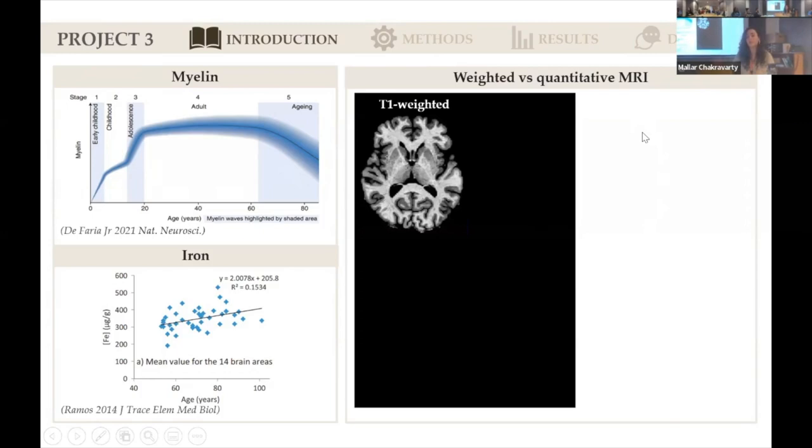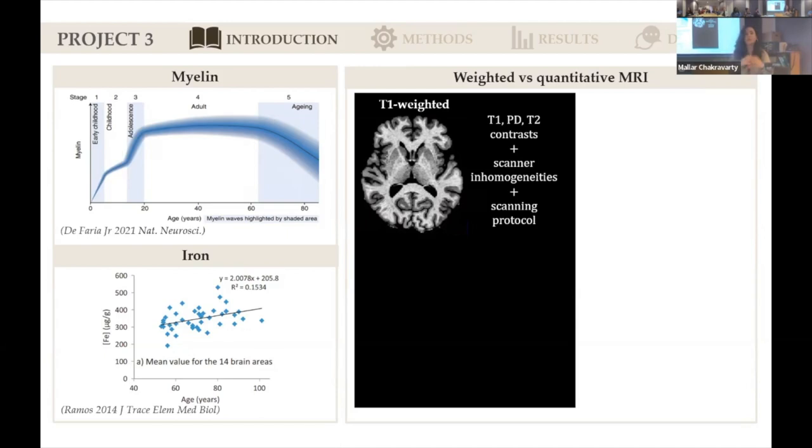So T1 weighted scan is really what is the most common in neuroimaging studies. And it is great for many things, such as extracting volumes or extracting shape information, because we have very good contrast between gray and white matter. However, the intensity of each voxel is not really meaningful of anything, because it is impacted by a lot of different things, such as the property of the tissue, so like the T1, proton density, T2 contrast, but also it is impacted by the scanner inhomogeneities and also the scanning protocols. So depending on your echo time and repetition time, that will impact the intensity of the value. So it's not really meaningful to use the T1 weighted value.